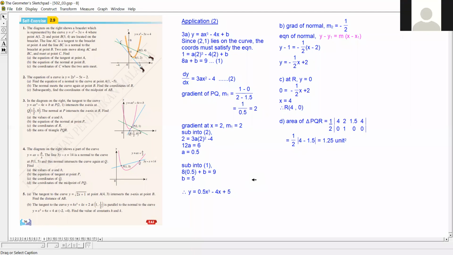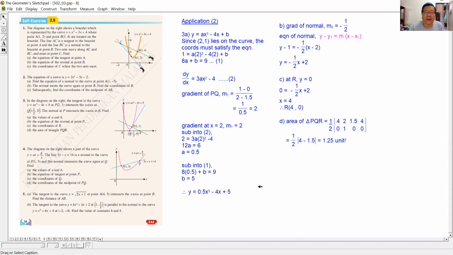Okay, teacher. Okay, then we proceed to part B. Part B, the equation of normal at the point P, the coordinate of R. Okay, never mind. Concentrate on normal first. In order to find the equation of normal, you need to know two things. What are the two things? Gradient and a point on the normal.